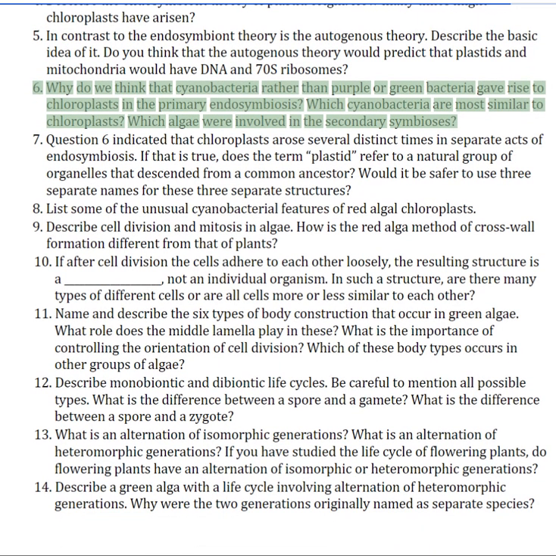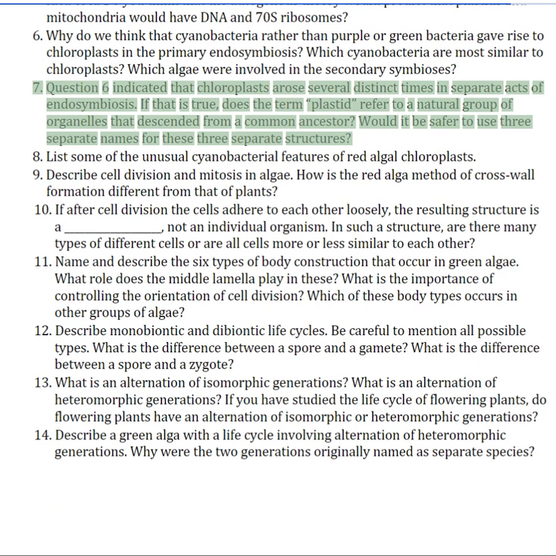6. Why do we think that cyanobacteria rather than purple or green bacteria gave rise to chloroplasts in the primary endosymbiosis? Which cyanobacteria are most similar to chloroplasts? Which algae were involved in the secondary symbioses? 7. Question 6 indicated that chloroplasts arose several distinct times in separate acts of endosymbiosis. If that is true, does the term plastid refer to a natural group of organelles that descended from a common ancestor? Would it be safer to use 3 separate names for these 3 separate structures?